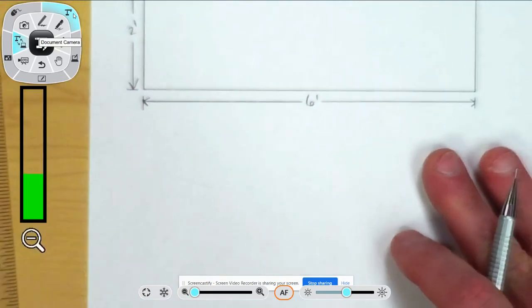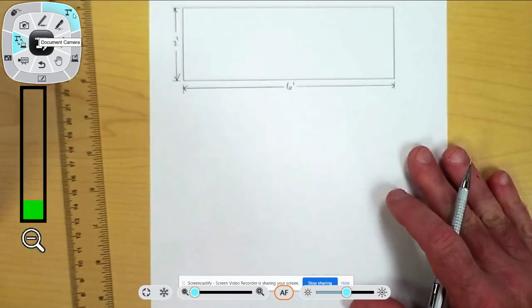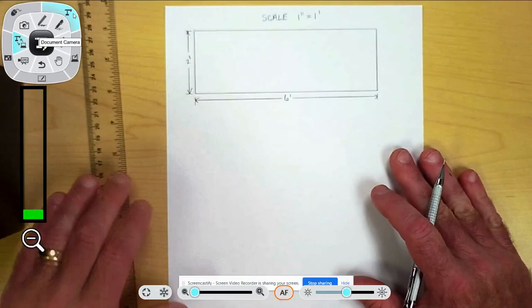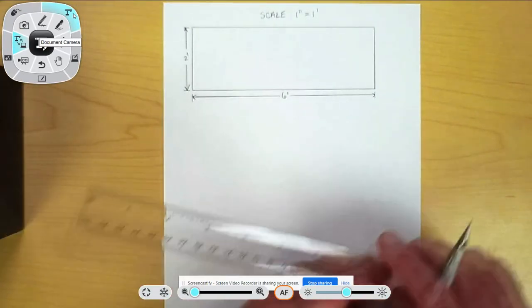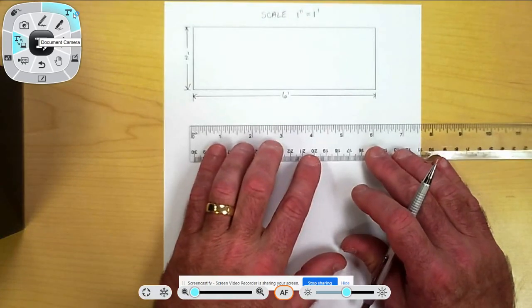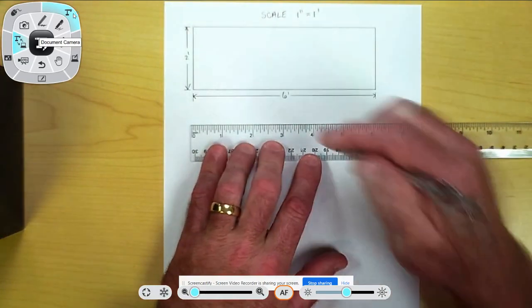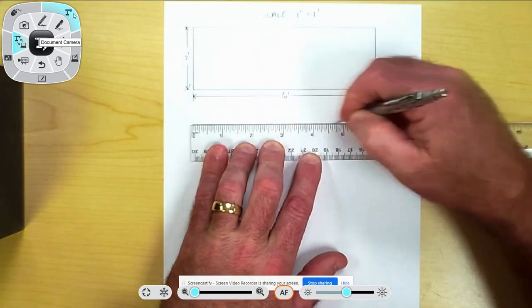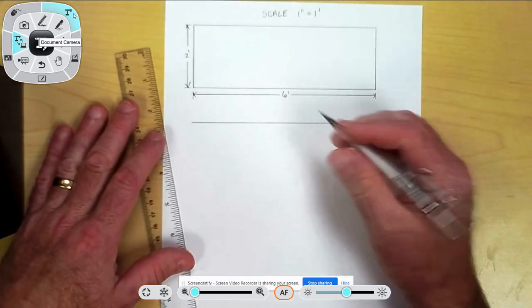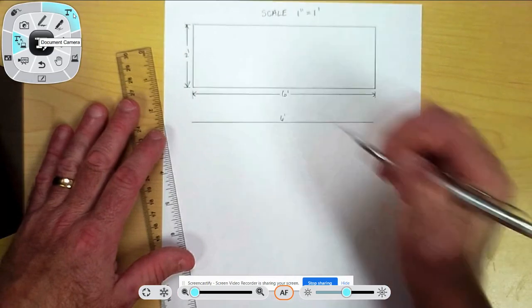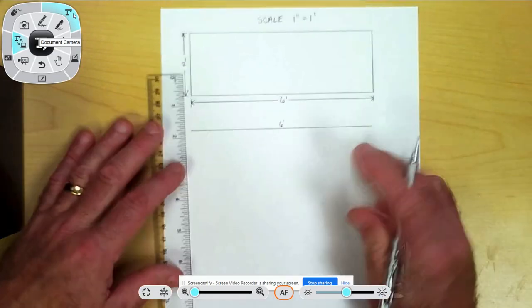All right. So let's take it a step further. And again, pause as you need to in order to keep up with the drawing here. Let's do a drawing that's not exactly a rectangle. All right. So I'm going to make that one 6 feet. I'm going to go ahead and dimension it right away.